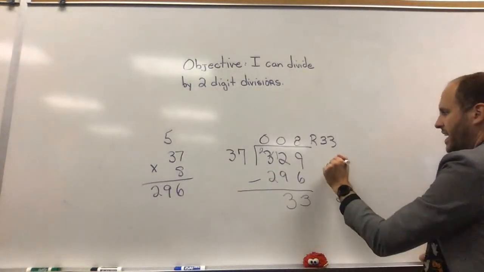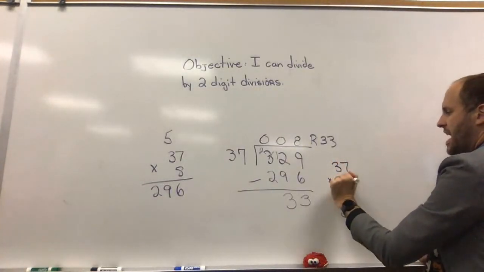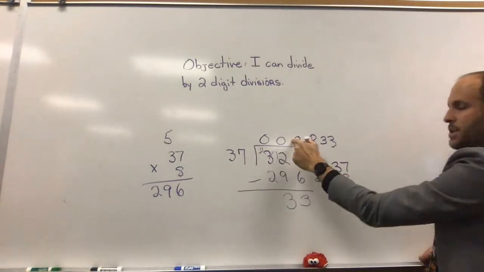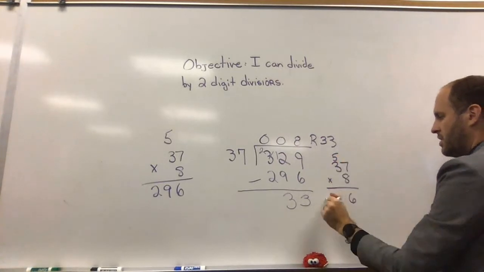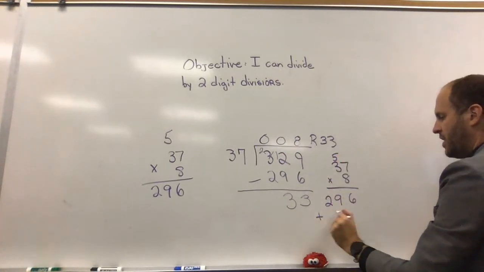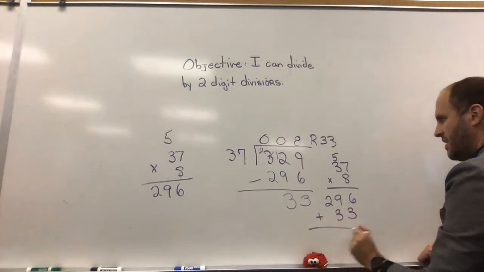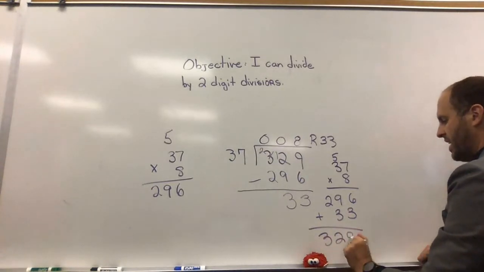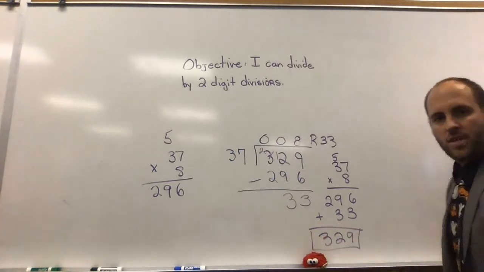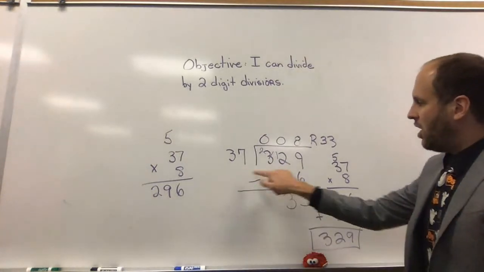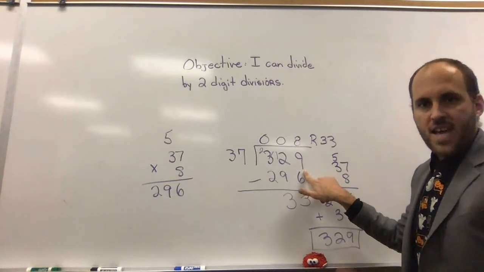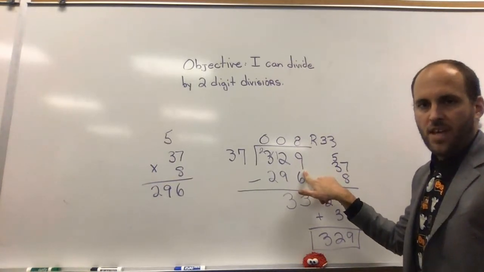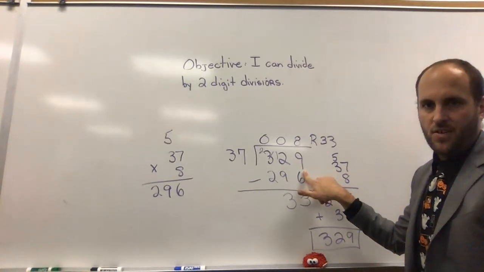So let's go check our work. We have 37 times 8. Remember, we take our divisor and multiply by our quotient. 56, 24, 29, and we add 33. That gets us 329. So, notice sometimes, friends, you might have to go all the way to this last number depending on how you're dividing. For our next example, we're going to show you something a little different. So stay tuned to that.